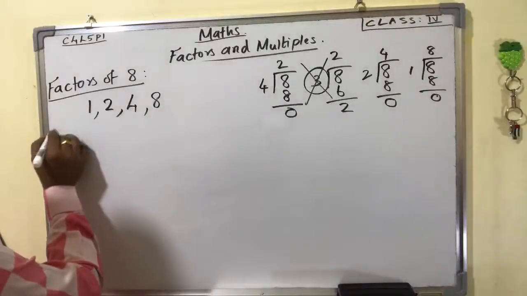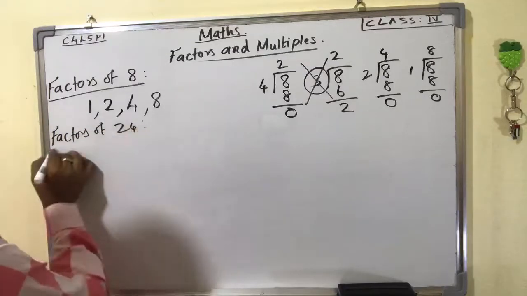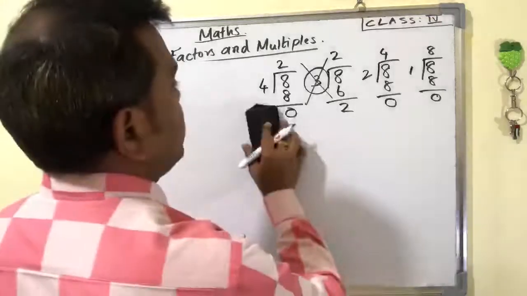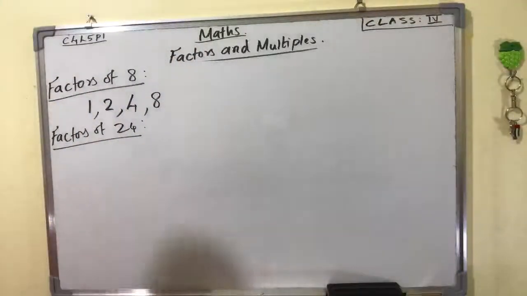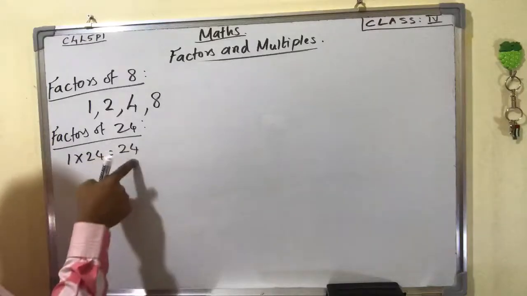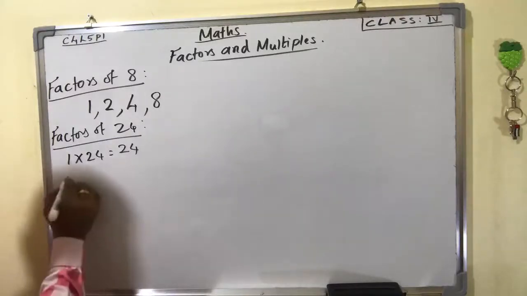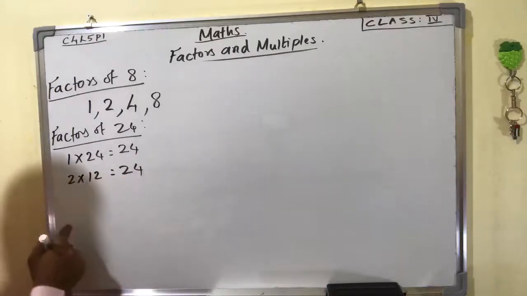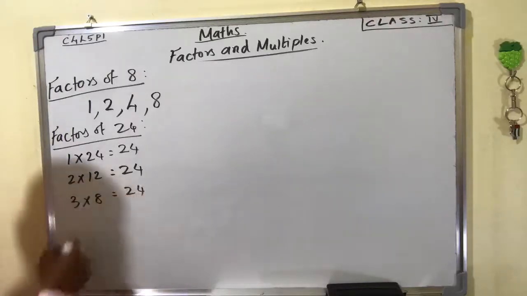Next, factors of 24. By the multiplication method also we can find. First we found by the division method. Now I am going to find by the multiplication method. 1 into 24 is 24, so 1 is a factor of 24. 2 into 12 is 24, so 2 and 12 are also factors of 24. 3 8s are 24, so 3 and 8 are also factors.